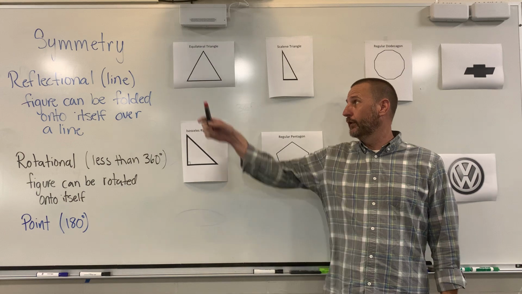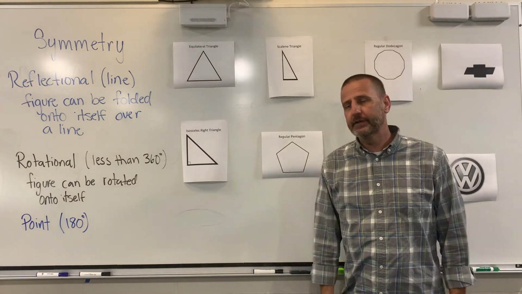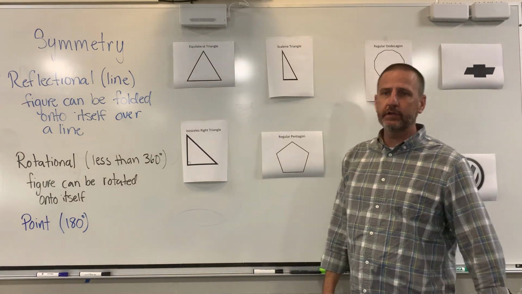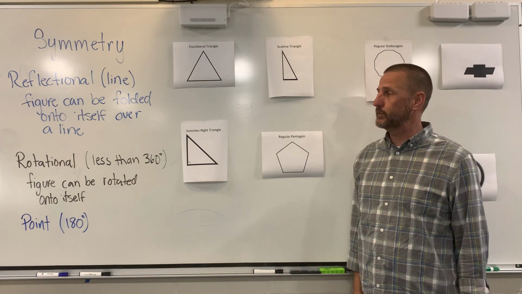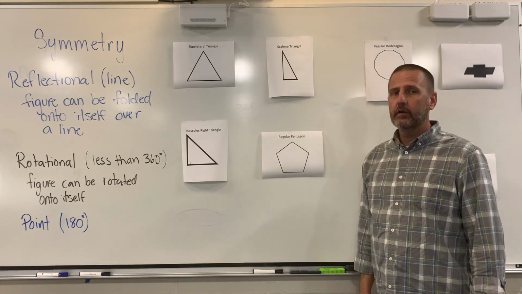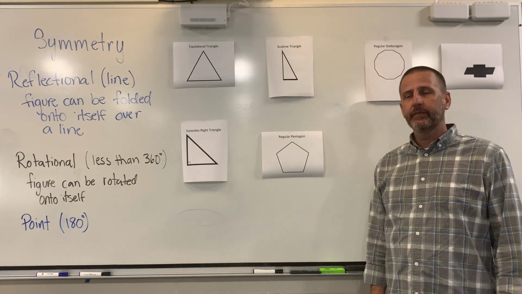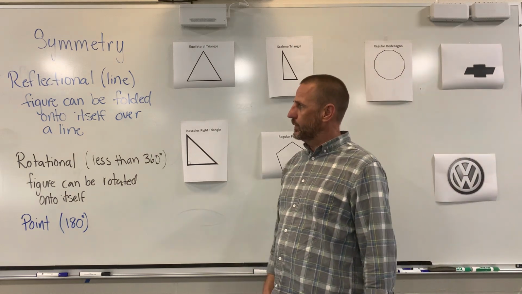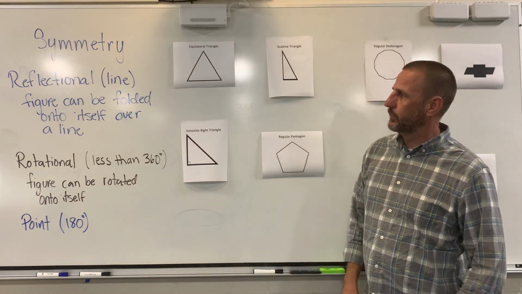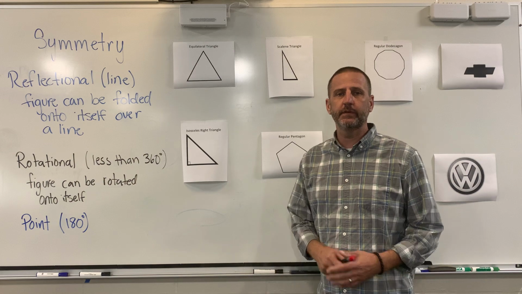Today we're going to be going over symmetry, and we're going to be talking about three types of symmetry: one called reflectional or line symmetry, rotational, and point symmetry. So I'm going to be explaining each one of these as we go along, but I'm going to start with the first one called reflectional symmetry.